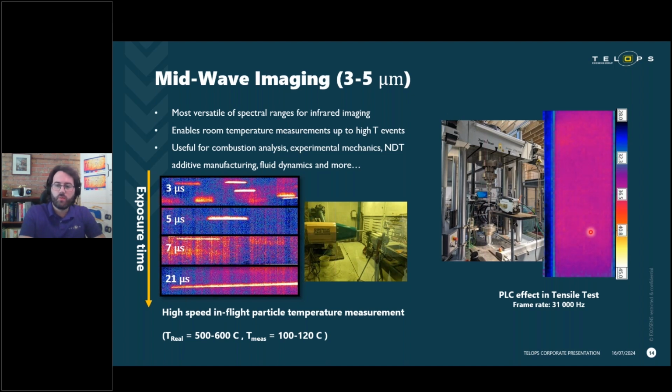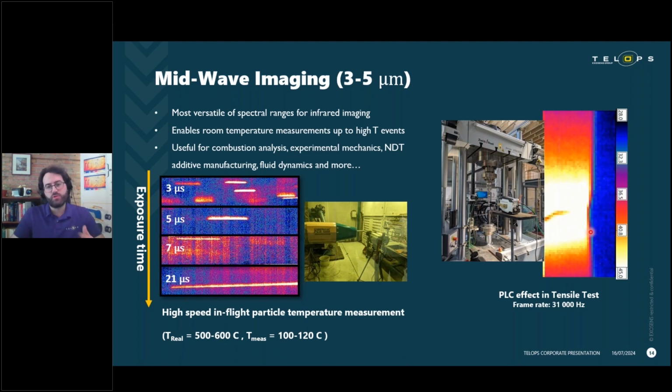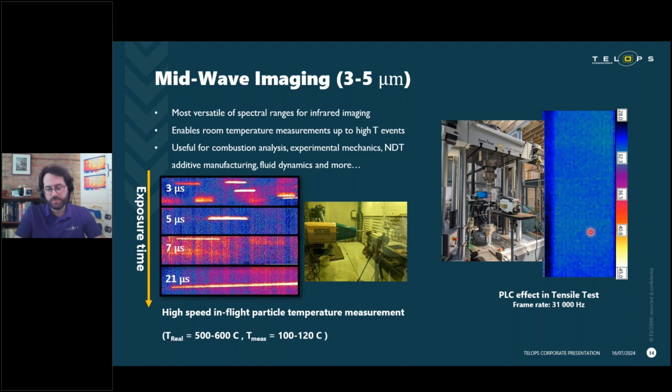right here, where we had that PLC effect in a tensile test that was done in Germany at Fraunhofer, where we have a tensile test. So it's a high speed measurement. We have a tensile test that starts at room temperature. So it's important to be able to still see the object. But then it heats up due to dislocation in the material and can get quite hot, especially at the failure point. So that's a good example of an application.